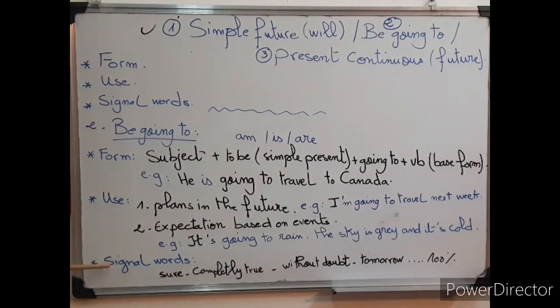So when I say signal words, and when I say expectations about something, and when I say plans, it means 100% they are going to happen. Here I'm talking about something sure. This is the difference between be going to and will: not sure, will; sure, be going to.